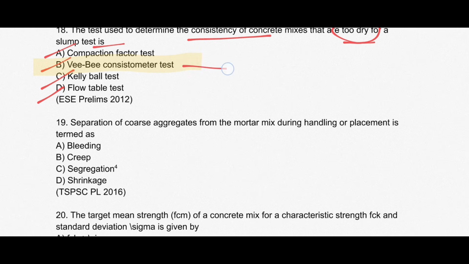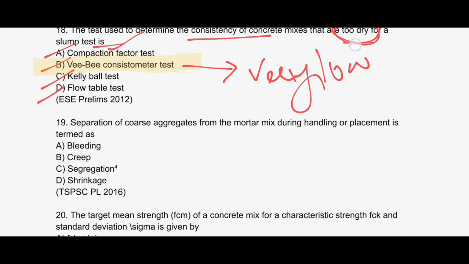మనకి VB consistometer test అనేది వెరీ లో వర్కబుల్ ఉన్న కాంక్రీట్స్కి యూజ్ చేస్తాం. సో మనం లో ఉంటున్నాము స్లమ్ టెస్ట్ యూజ్ చేస్తాం. సో too dry ante which is very low as compared to the slump test ante we go for the VB consistometer test. So option B is the correct answer.